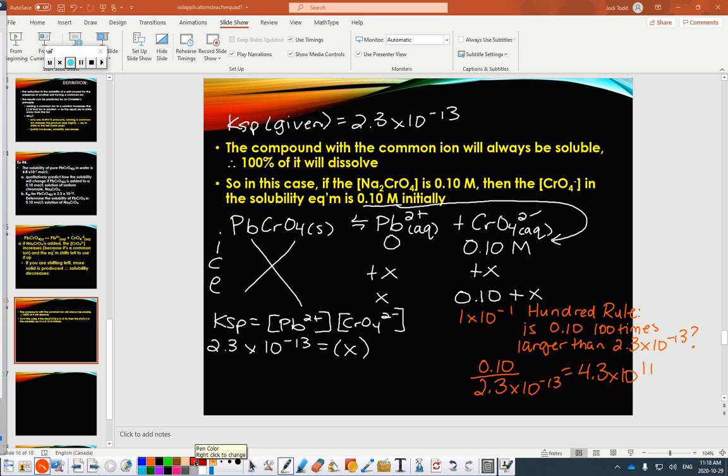And sometimes students are like, Ms. Todd, I hate the 100 rule. It's really meant to help you. So for the term that has a number plus x, we are going to ignore the x. So you say approximately equal to 0.1. Then in our equation, we don't need to include the x.